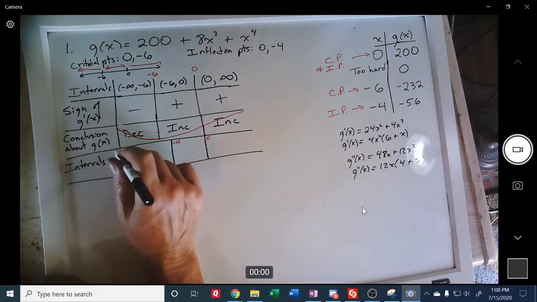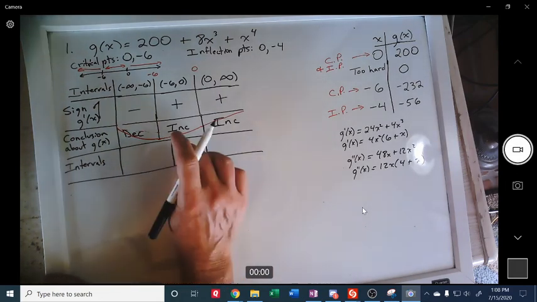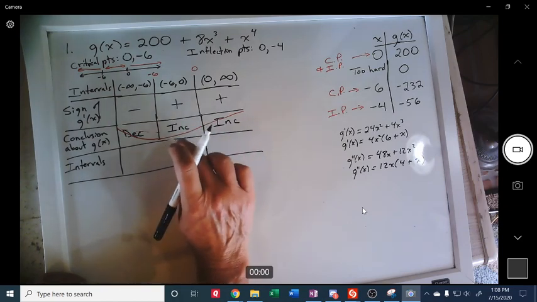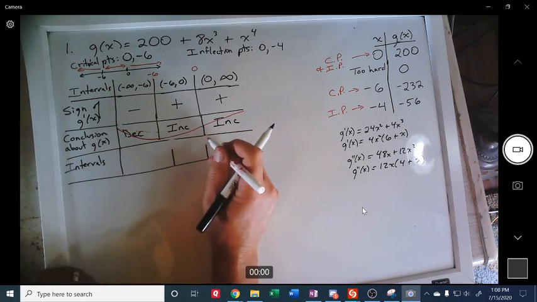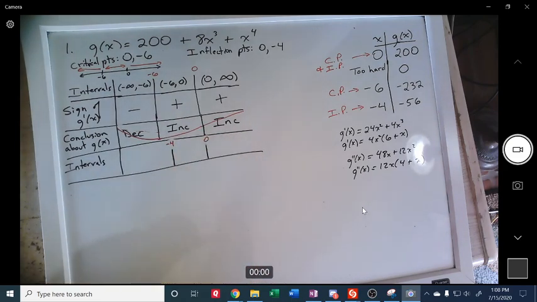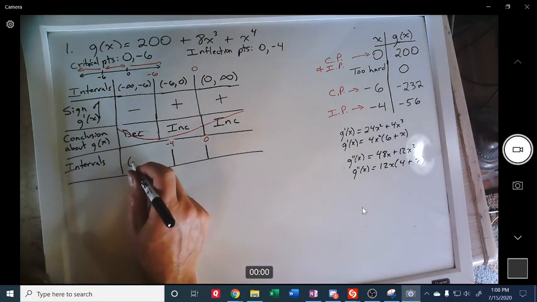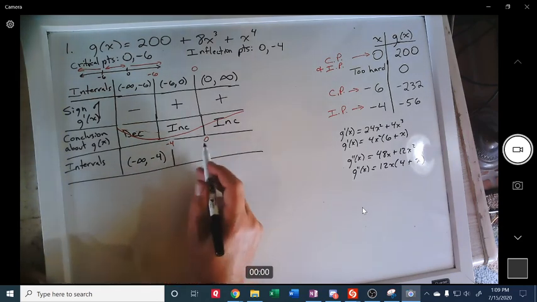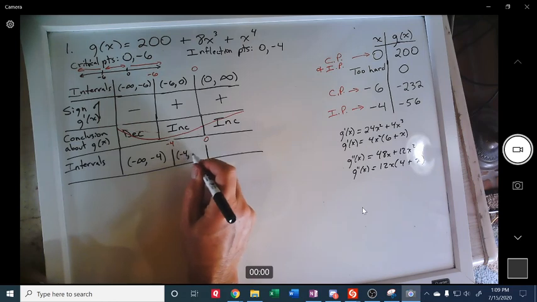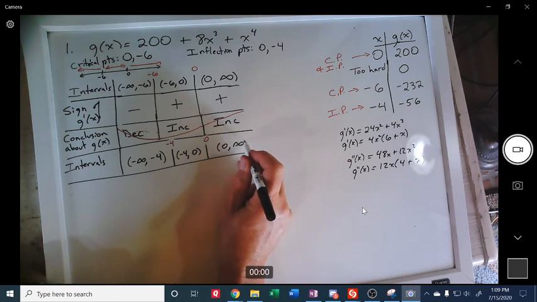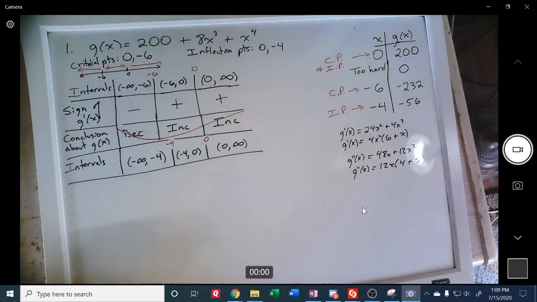Okay, so let me put these a little bit like this. 0 and negative 4, showing that it divides it up. And this leftmost interval is from negative infinity to negative 4, then between negative 4 and 0, and then from 0 out to positive infinity.